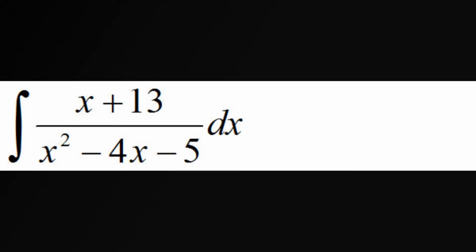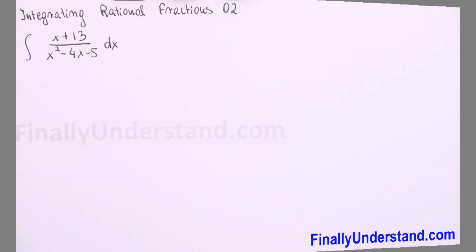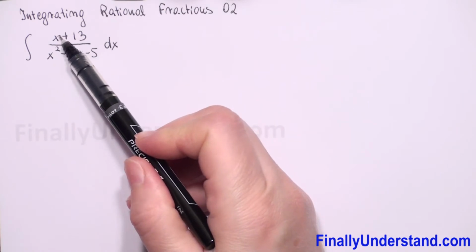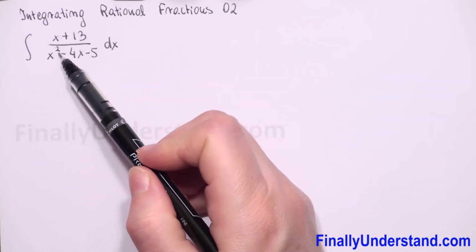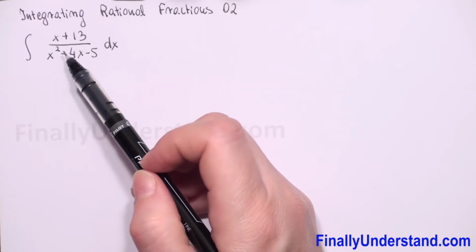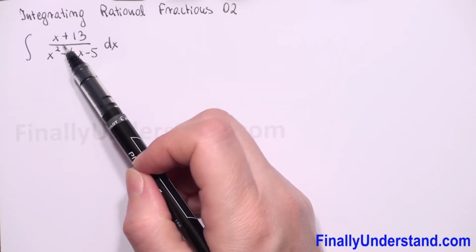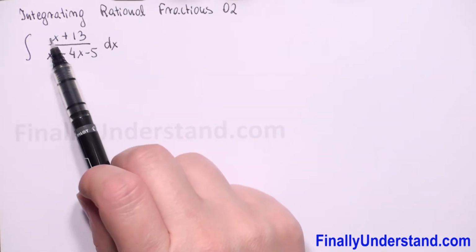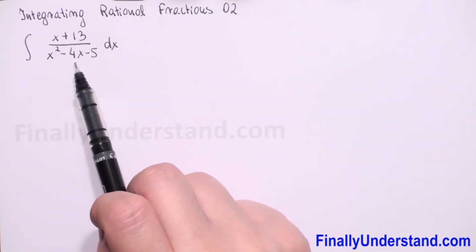We have an integral of a rational fraction. First, we need to check the degree of the numerator and denominator. The degree of the numerator is 1 and the degree of the denominator is 2. So the degree of the numerator is less than the degree of the denominator. Next, we have to look if we have in the numerator the derivative of the denominator.